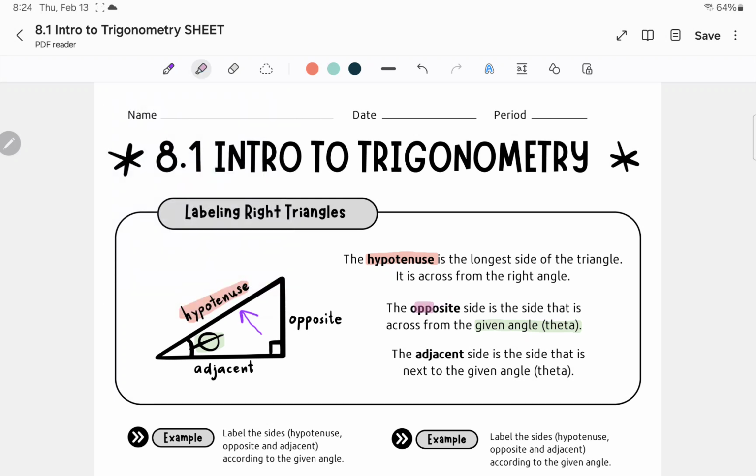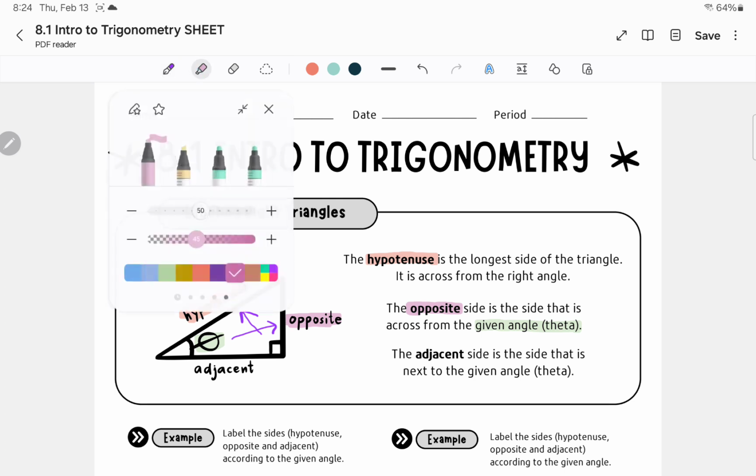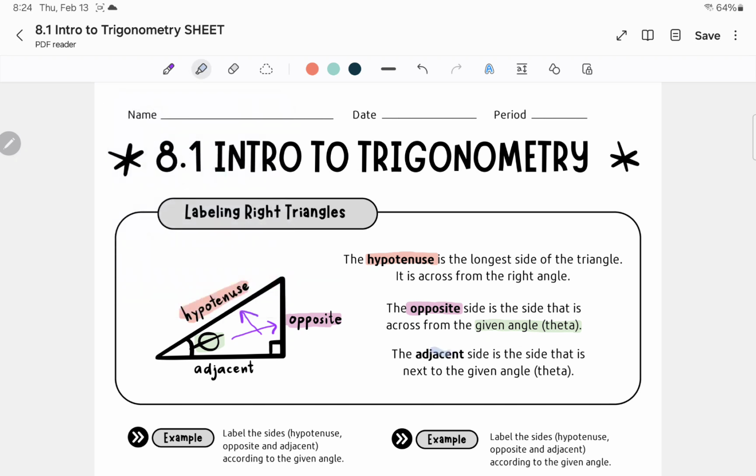So to know what the opposite side is, that's going to be across from theta. So you're going to have 2 arrows. First arrow is coming from the right angle. That's going to be your hypotenuse going straight across. And then from your theta going straight across is going to be your opposite side. And then that leaves the last one, which is our adjacent side, and adjacent is just going to be next to theta. Okay, so hypotenuse is across from the right angle. Opposite is across from theta, and adjacent is right next to theta.